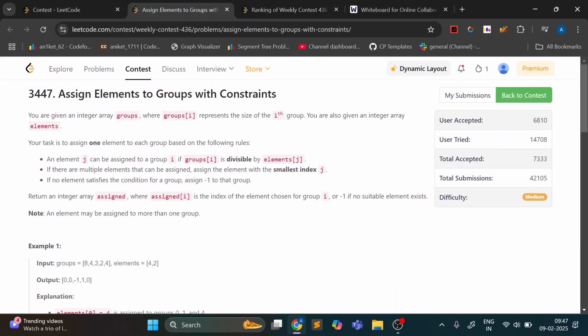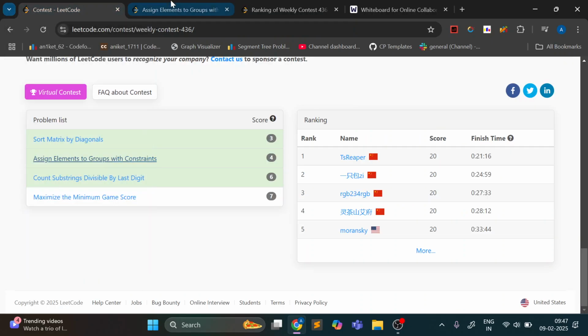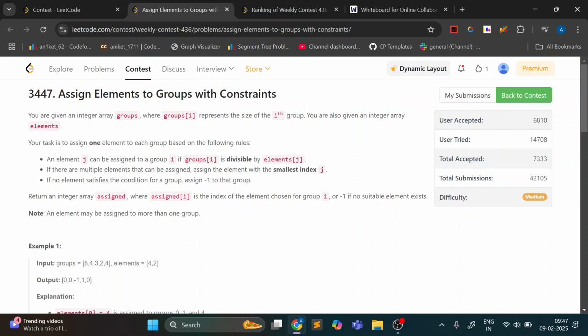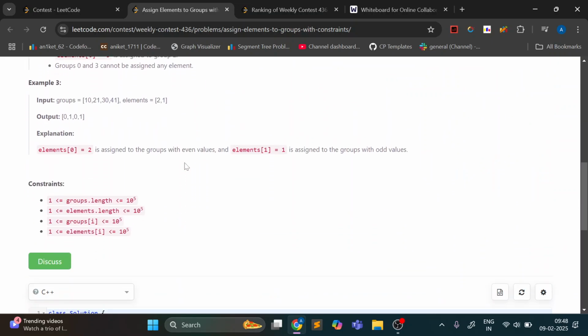This is the second problem. I think this has 4 points, but this can easily be 5 points if they would have increased the constraints here or made the constraints very close, I would say.